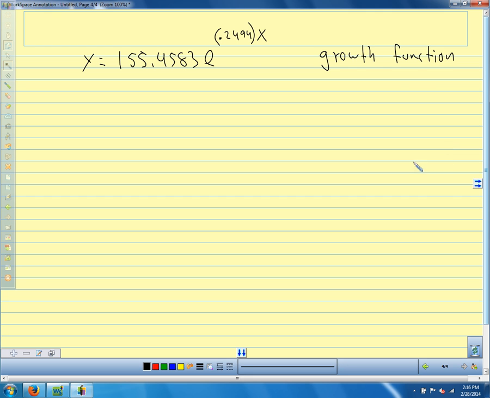And the problem asks us what is the population after 24 hours. So I'm going to plug in 24 for x. So I get y equals 155.4583 e to the 0.2494 times 24. Put that in my calculator, and I get y equals 6189.710 is what I get when I plug that in.